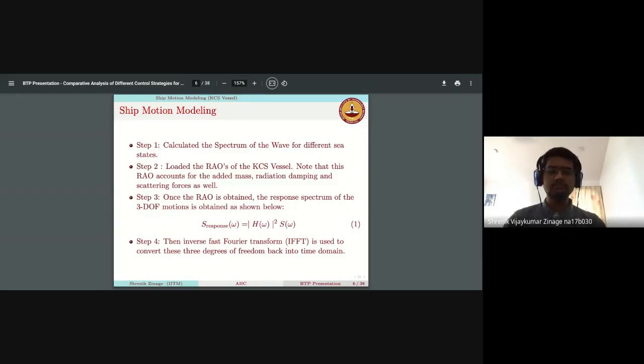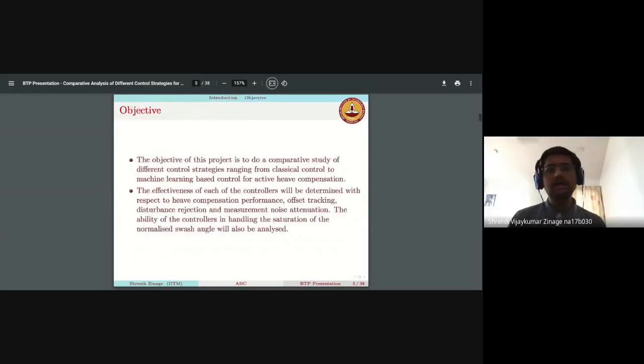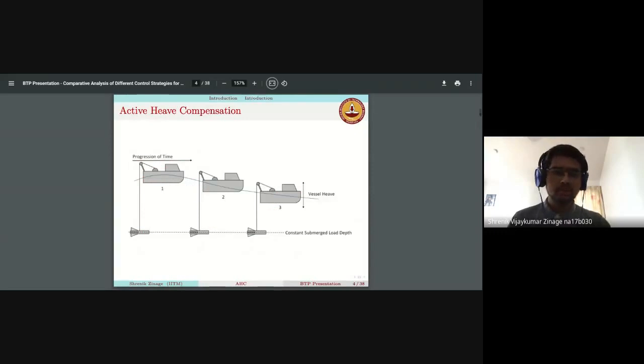Starting with the modeling of the ship, that is the method as to how we can generate the heave time series of the ship. Shrenik, what is winch angle? Yeah, I'll explain it later. In the state space model of the drive, I'll explain there. Okay.